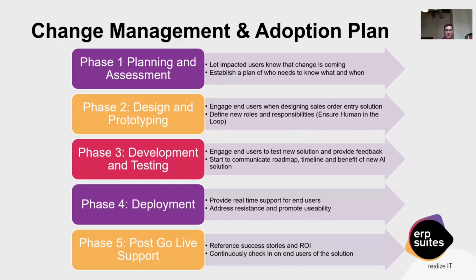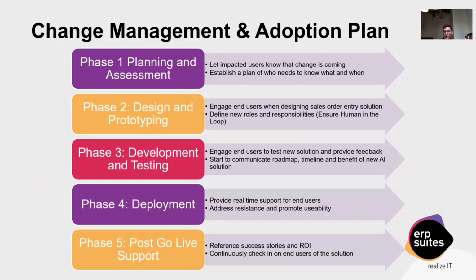So the first one's planning and assessment. So really understanding where your users are, that change is coming, and telling them how to plan for it. Who needs to know, when they need to know it. Just telling them how this process will change and how this AI solution, especially if they're immediately involved in their day-to-day operations, will enhance their jobs and make them better. And then design and prototyping. Really have the end users and the ones involved be a part of the testing and the prototyping and the designing of this solution.